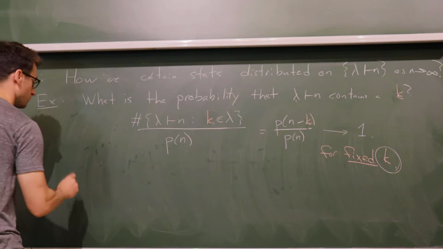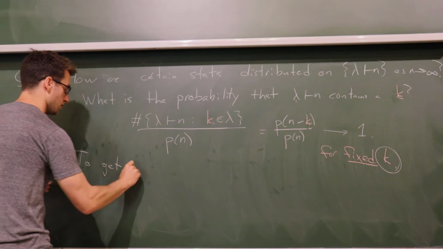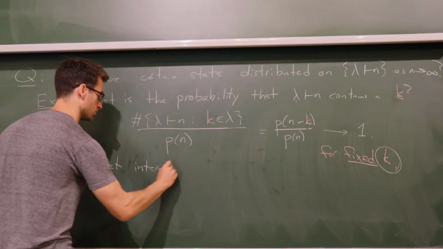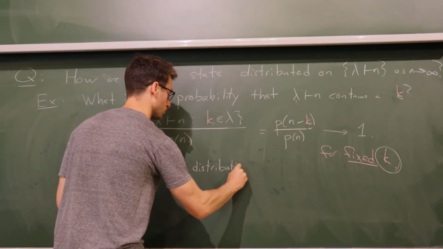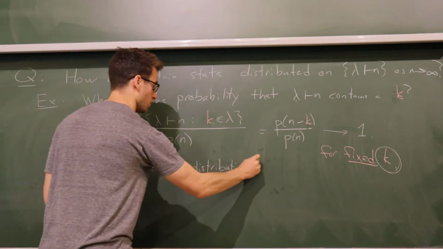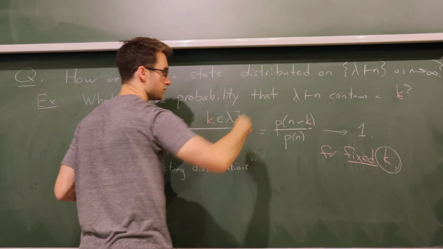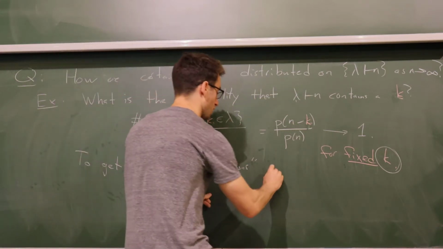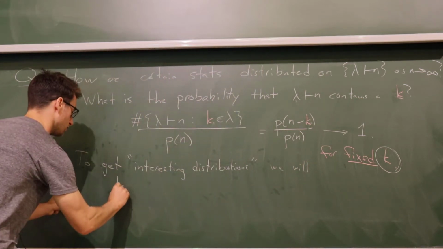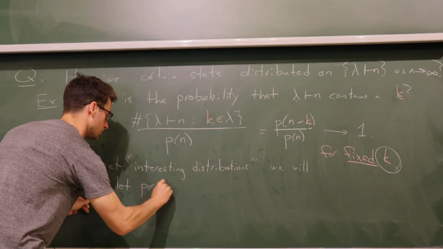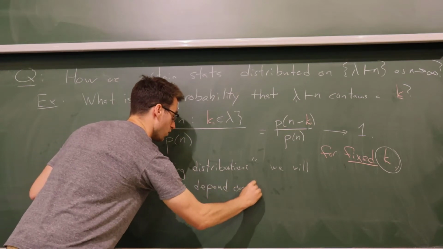Okay. So before I scare you with letting things depend on n, I just want to motivate that a little bit. So basically, to get interesting distributions, whatever that means, we will want to let these parameters depend on n in some way.